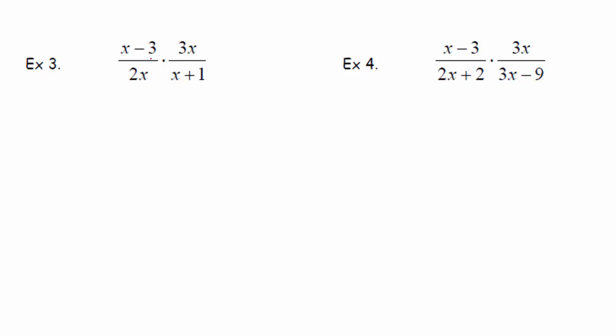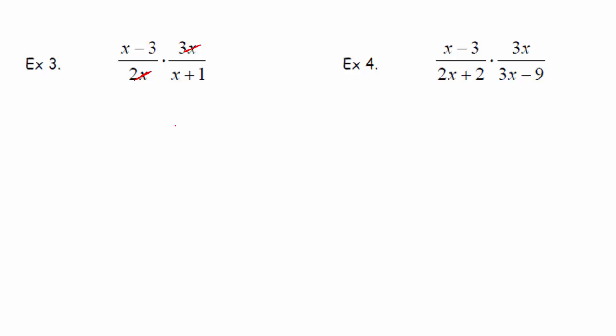Remember that you're multiplying the x minus 3 and the 3x. But a fraction really is a division problem. So here this little line is telling us that we're going to be dividing by 2x. Isn't multiplying by this x and dividing by this x just going to undo each other? Of course it is. So I'm going to simplify this before I ever multiply by canceling out those x's, since multiplying by x and dividing by x undoes each other.